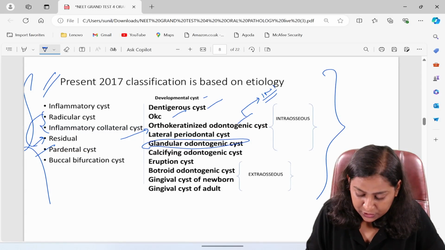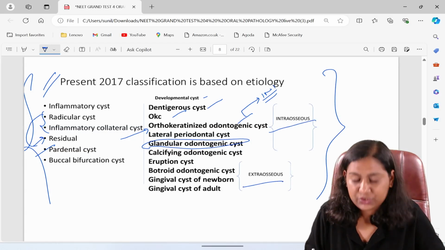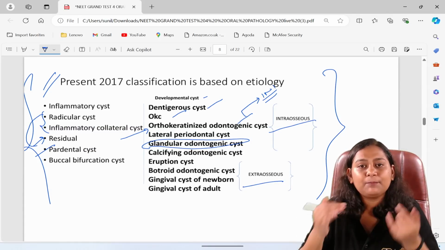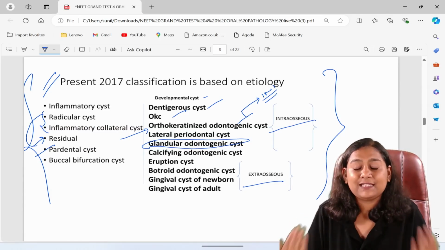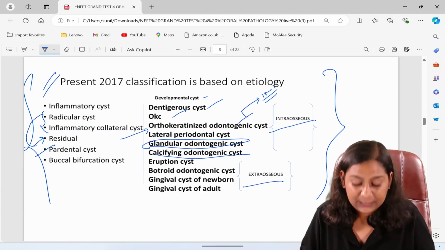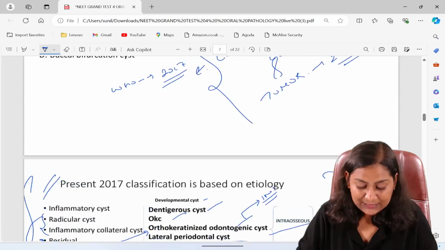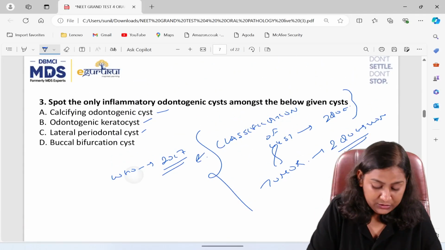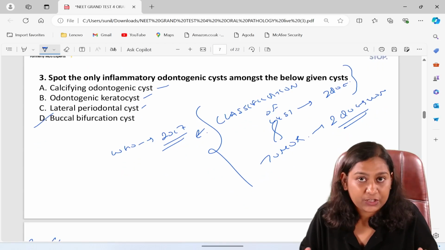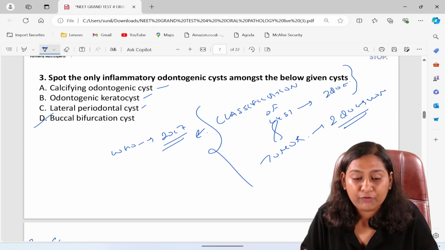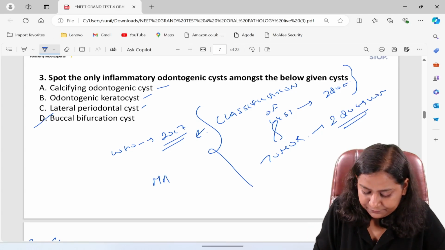Okay, eruption cyst, now again it is characterized into intraosseous and extraosseous. Intraosseous means it is present within the bone, extraosseous means away from the bone, that is present in the soft tissue. Okay, so till calcifying odontogenic cyst, these are intraosseous. Okay, so the answer is, tell me the answer, it is buccal bifurcation cyst. Okay, now this buccal bifurcation cyst is most commonly seen in the mandibular first permanent molar.